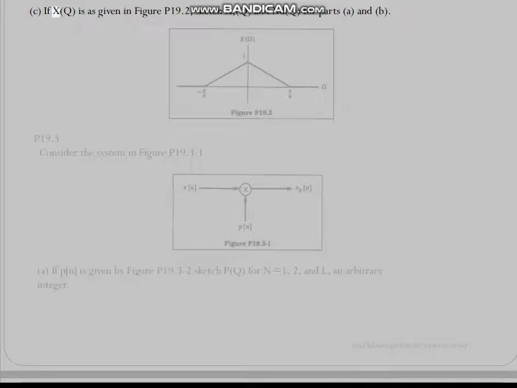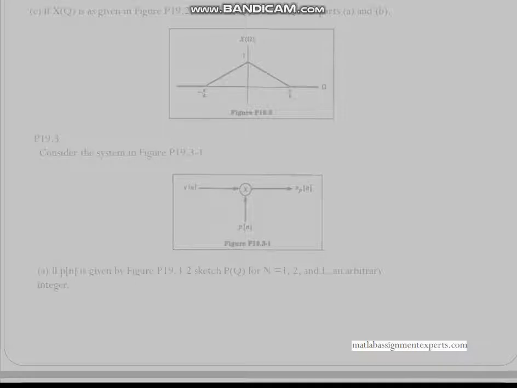P19.2 C. If X(e^jω) is as given in figure P19.2, sketch X_e(e^jω) and X_d(e^jω) for parts A and B. P19.3 Consider the system in figure P19.3-1. A. If p[n] is given by figure P19.3-2, sketch P(e^jω) for n equals 1, 2, and L, an arbitrary integer.